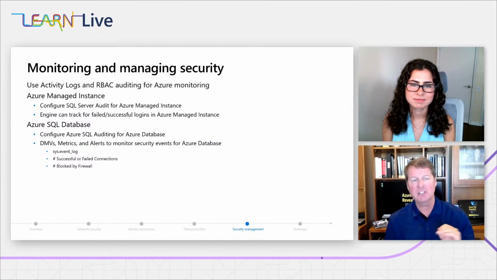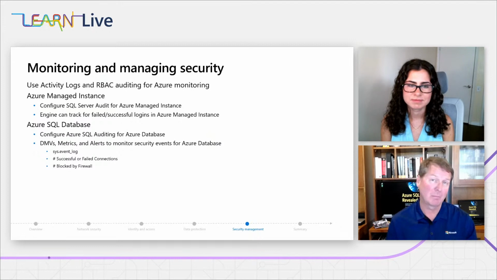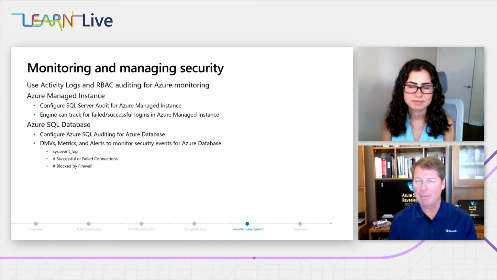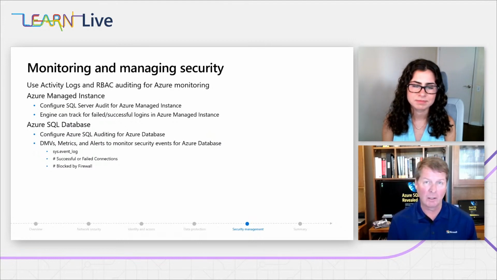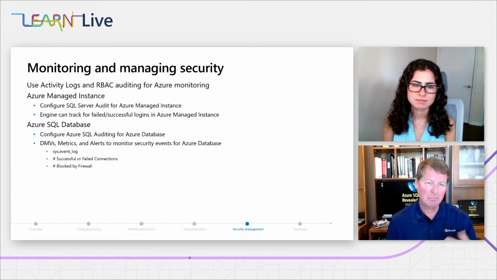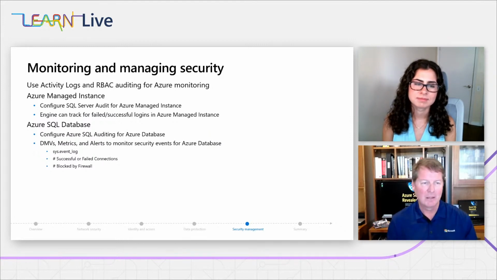So for example, sys.event_log will track things like what you see here, the number of successful or failed connections, or the number of people blocked by a firewall. Therefore, you could set up an alert to say, hey, am I seeing a large number of people getting blocked by the firewall? I may have set up a firewall and all of a sudden somebody's trying to attack my instance. I could use this to alert myself or see metrics about that. So that's something unique to Azure SQL Database to see things at a more aggregate level: DMVs, metrics, and alerting.